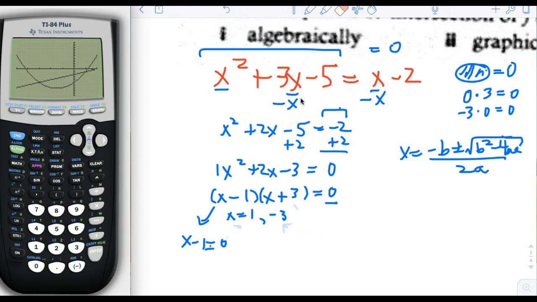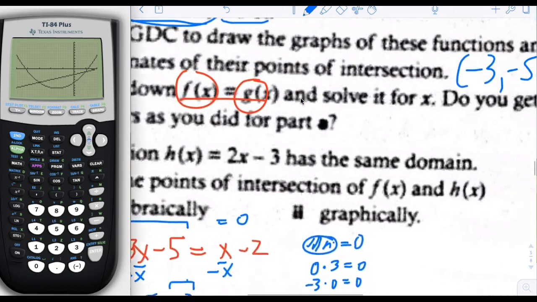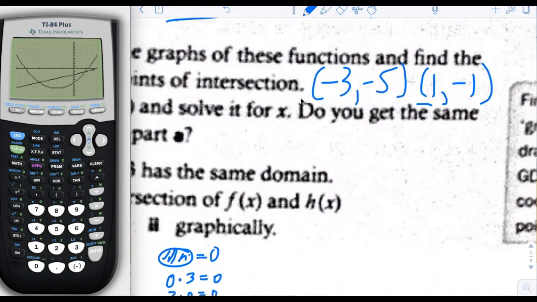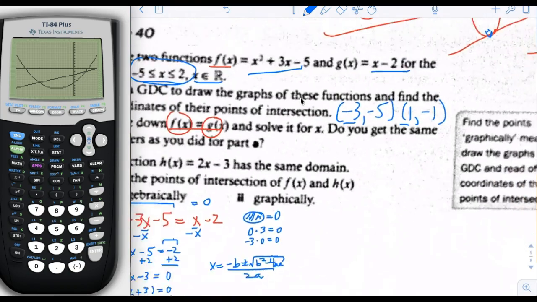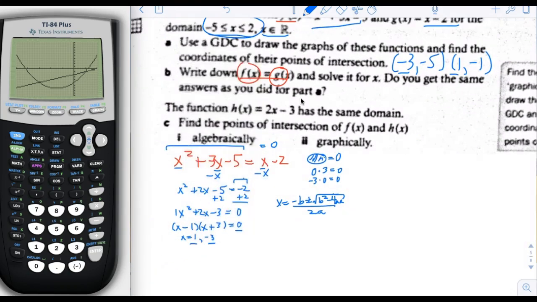Okay? Easy, right? Now, oh, interesting. 1 and negative 3. Okay, so the x values that came out of the calculator in the intersection function are the x values that come out of the algebra solution too.